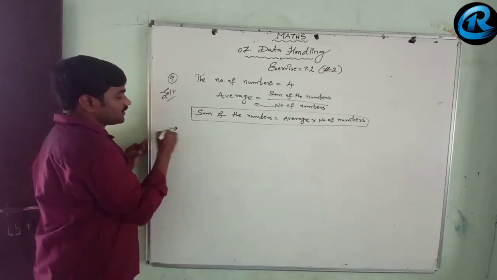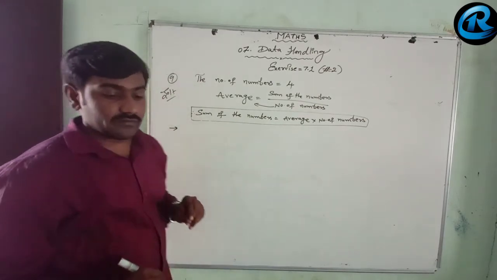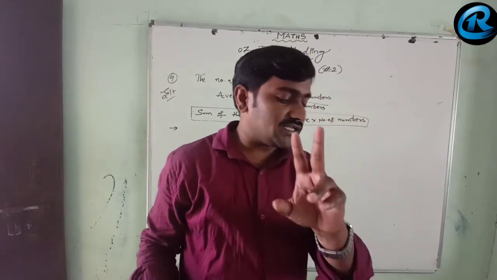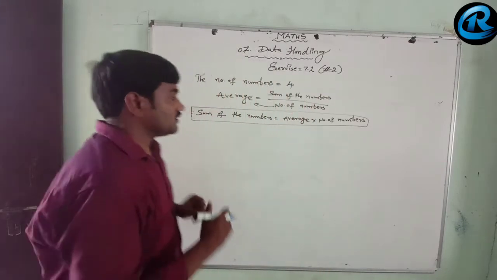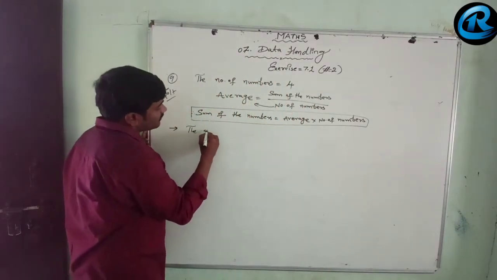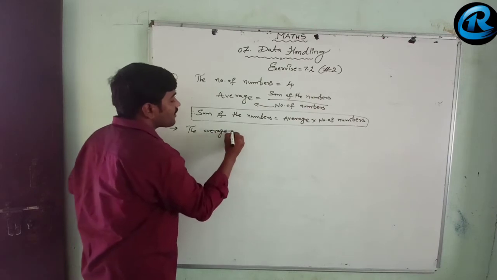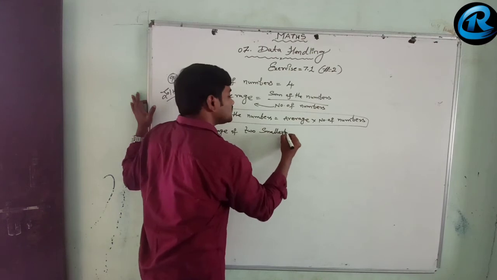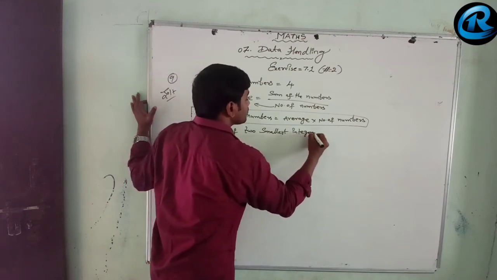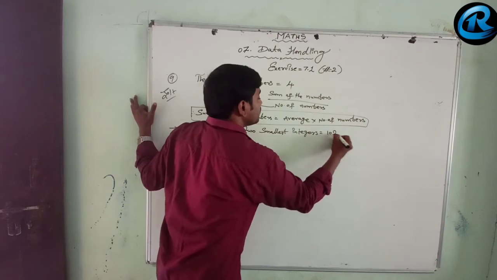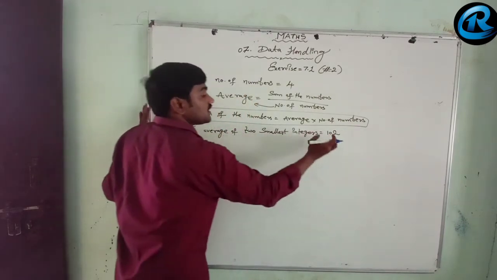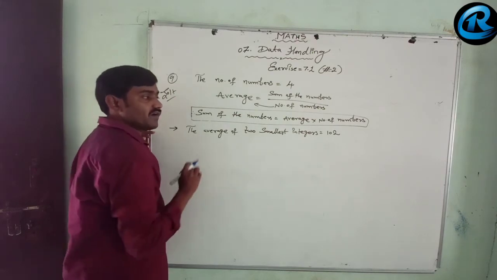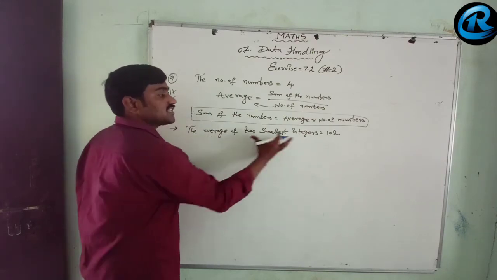So according to the question now, the first one he gave. So the average of two smallest integers is 102. The average of two smallest integers equals 102. So the average of two integers is 102. Then what is the sum of these two integers?